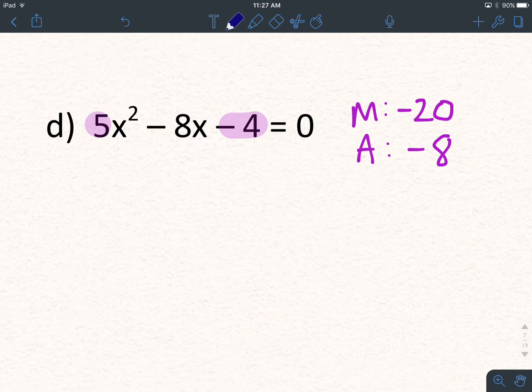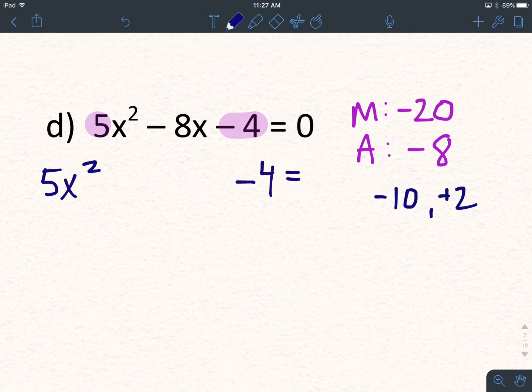The terms here will be what multiplies to -20 and adds to -8. That would be -10 and +2. So again, if you're not familiar with decomposition, essentially what we're doing is we're decomposing the middle term in this trinomial down into the two original linear terms that gave us -8. In this case, that's -10x and +2x.